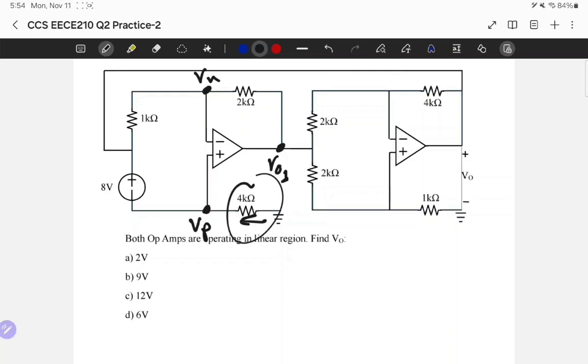So VP can be 0, and VP can be 8. VP can be 8 because it's really not like this circuit. It's really not like I'm saying this.